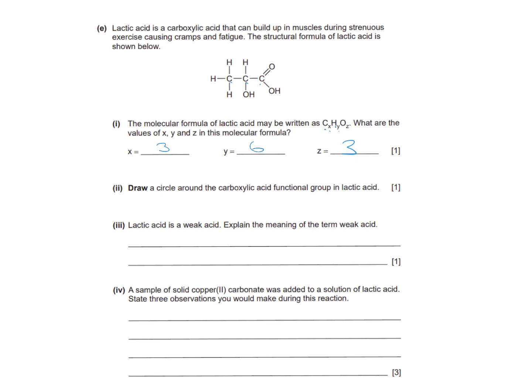Part 2, draw a circle around the carboxylic acid functional group. Well, the carboxylic acid functional group is the COOH. There's going to be that one. What do we mean by weak acid? So I've had that one before. That means it's partially ionized in solution or in water.